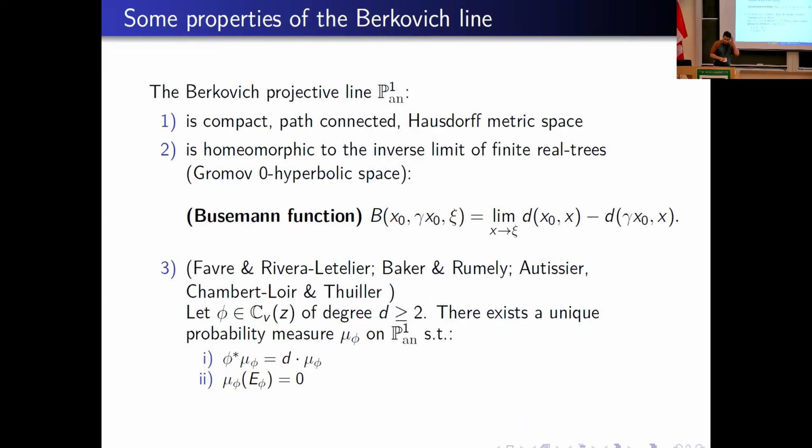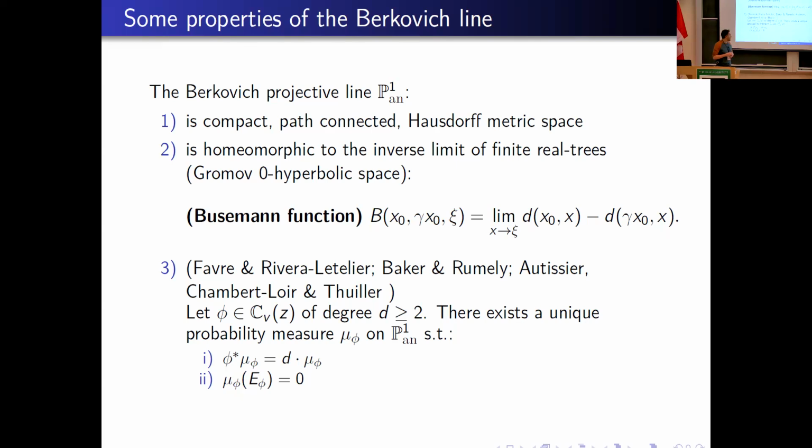Okay. It has other nice properties. Well, first, it's compact, path connected, Hausdorff. It has a metric. It is, as I said, and this is going to be very important, homeomorphic to the inverse limit of finite rooted trees. And it's a hyperbolic space in the sense of Gromov.